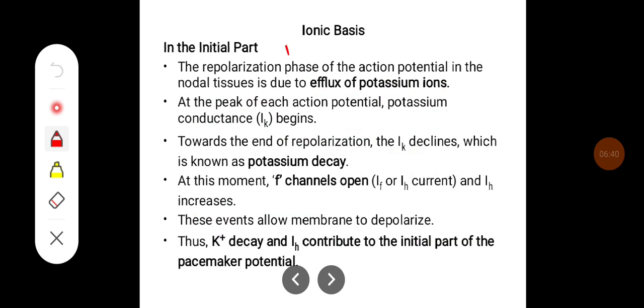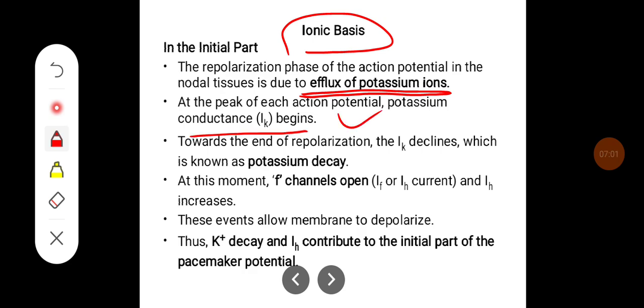So as we discussed the ionic basis of the prepotential in the initial part, it is mainly because the repolarization phase of the action potential is due to the efflux of potassium ions. At the peak of each action potential, the potassium conductance begins. Towards the end of repolarization, the potassium opening declines, which is known as potassium decay.